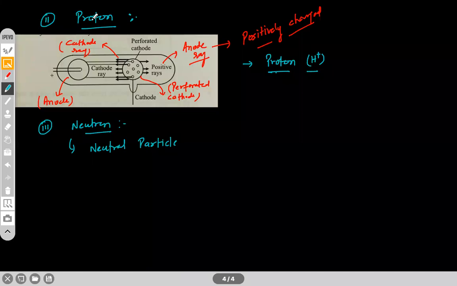Then Rutherford in 1920 suggested that in an atom, there must be a third type of fundamental particle present, which should be electrically neutral and possess mass equal to the mass of a proton. So Rutherford suggested that there must be a third type of neutral subatomic particle present in the atom. This proposal was given by Rutherford in 1920, right? Later on, James Chadwick in 1932 discovered the neutron.